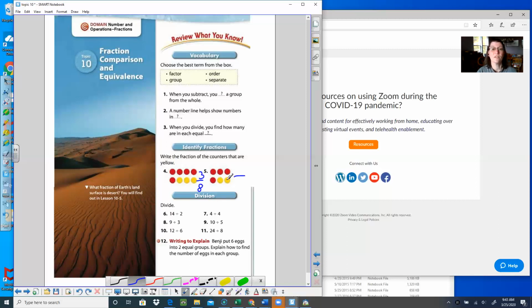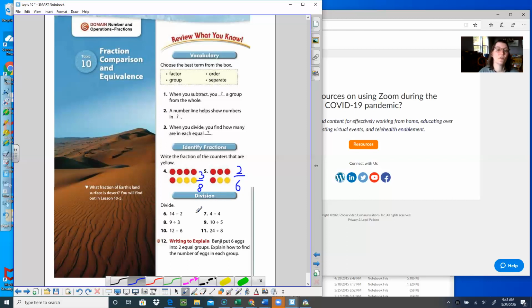2, 4, 6. Hopefully you're putting a denominator of 6. There we go. And remember, we are counting yellow, even though it's really tempting to count the red ones. 1, 2, so 2 of the 6 counters are yellow.